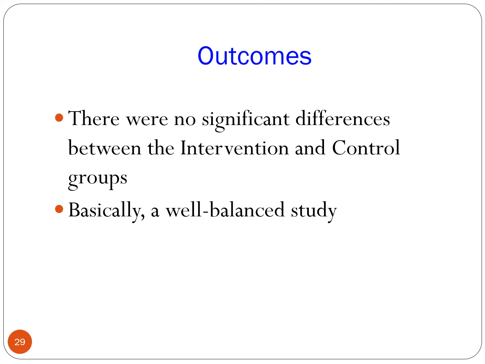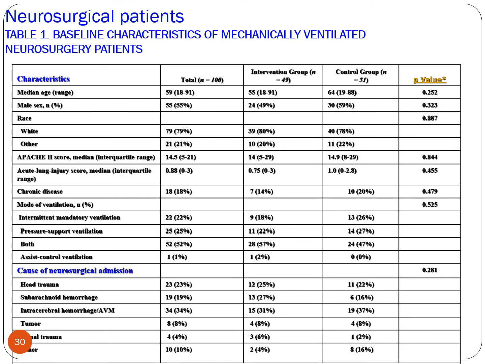All this slide tells you is that this was a very well-balanced study between the intervention group and the control group, so there were no significant differences between them. So they did a very good job of randomizing this trial. This table shows you the number of patients who were on mechanical ventilation in the neurosurgical unit, and the differences between the intervention group and the control group. For everything being said, they were a pretty controlled group. This is a well-balanced study. Nothing really jumps out at you over this.